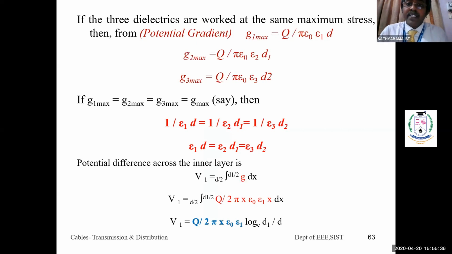So already we are having that gradient equation. I think you're familiar with it. Q divided by pi epsilon naught epsilon 1. So here we are going to include the distance. The distances are small d, d1, d2.